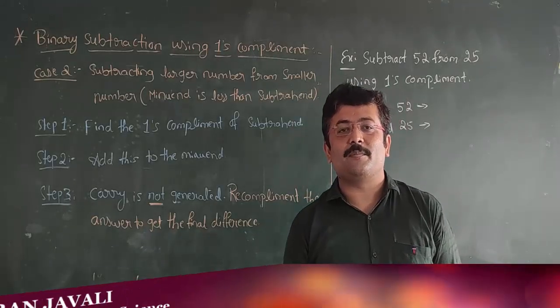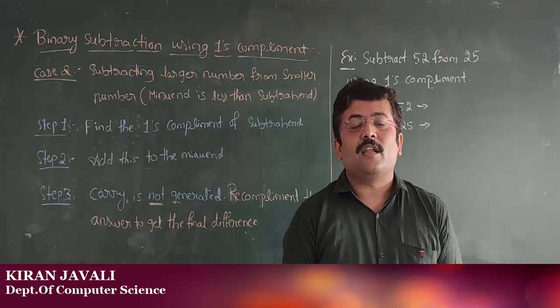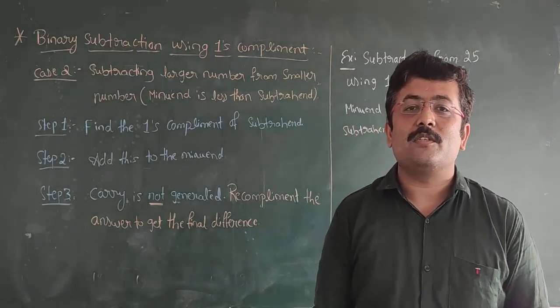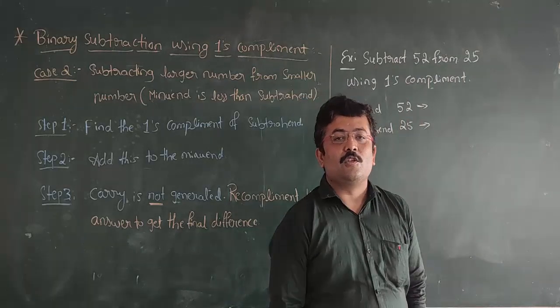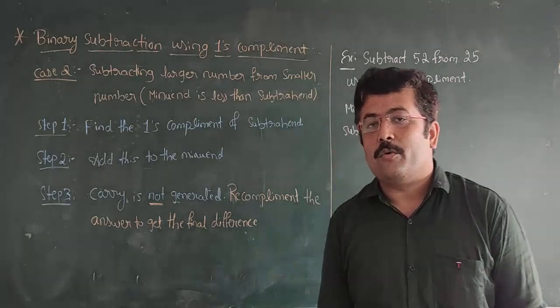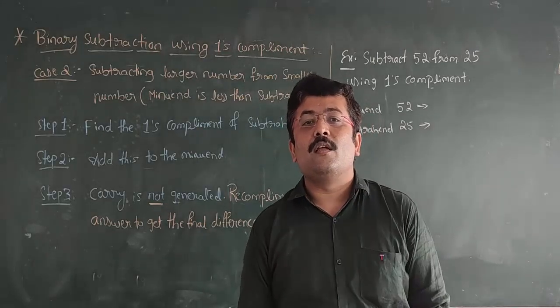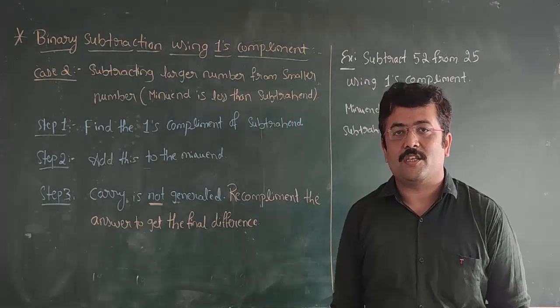Continuation part of the data representation chapter. In the last class, we discussed binary subtraction using the ones complement method. In the ones complement method, we completed case 1, that is subtracting a smaller number from a larger number.